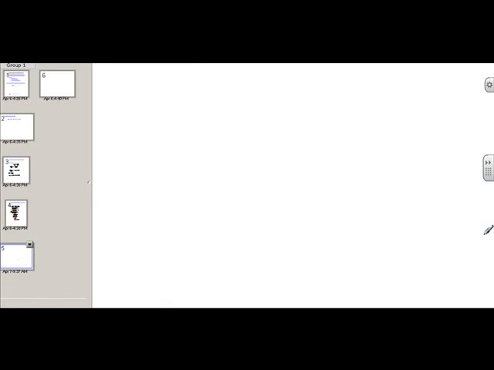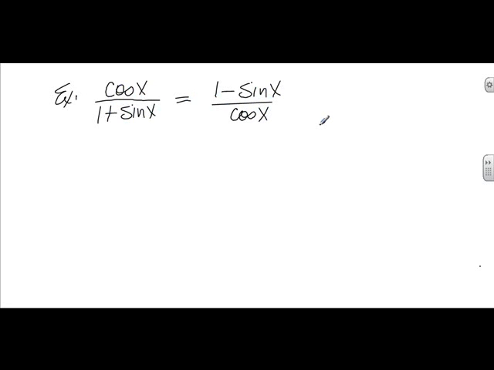So give this one a try. Cosine of x over 1 plus sine of x equals 1 minus sine of x over cosine x. All right, now this problem, the two sides of that equation are very, very similar. I don't look at one and automatically think, oh, well, this is complicated, I can simplify it and make it look like the other one. So in this case, you just kind of get to pick where you want to start.